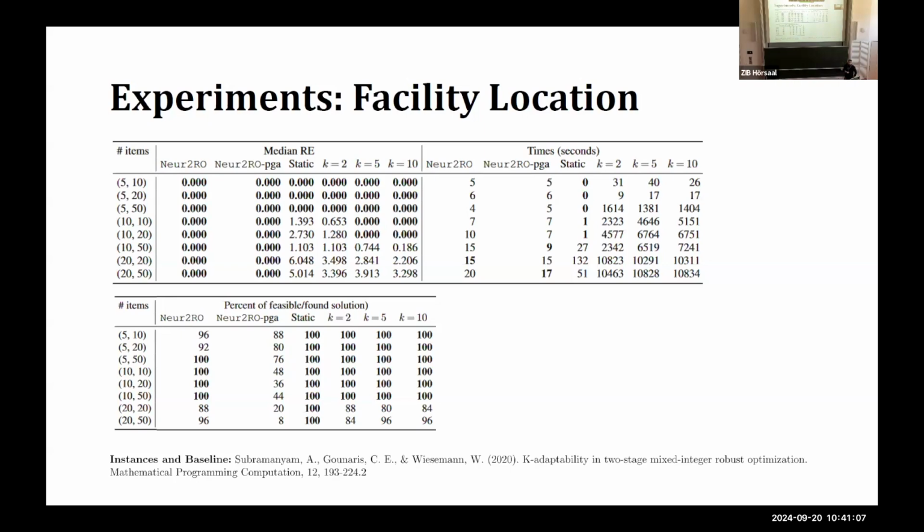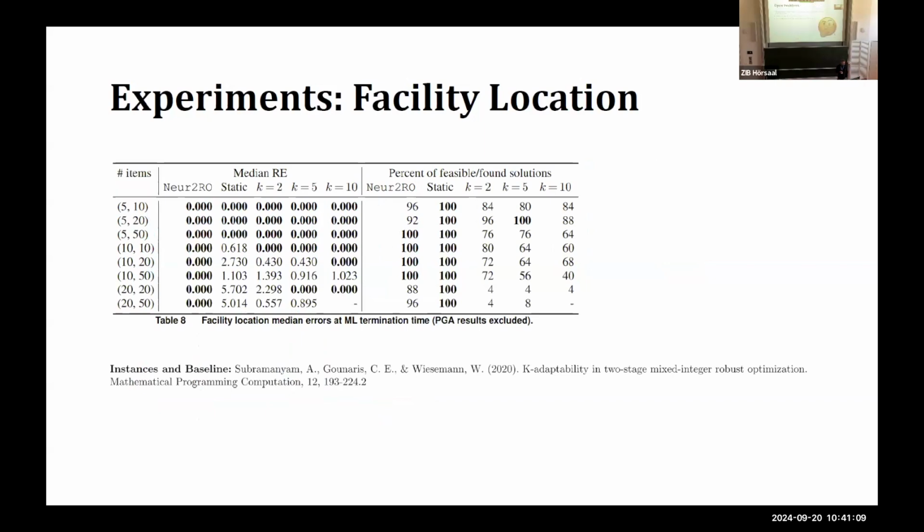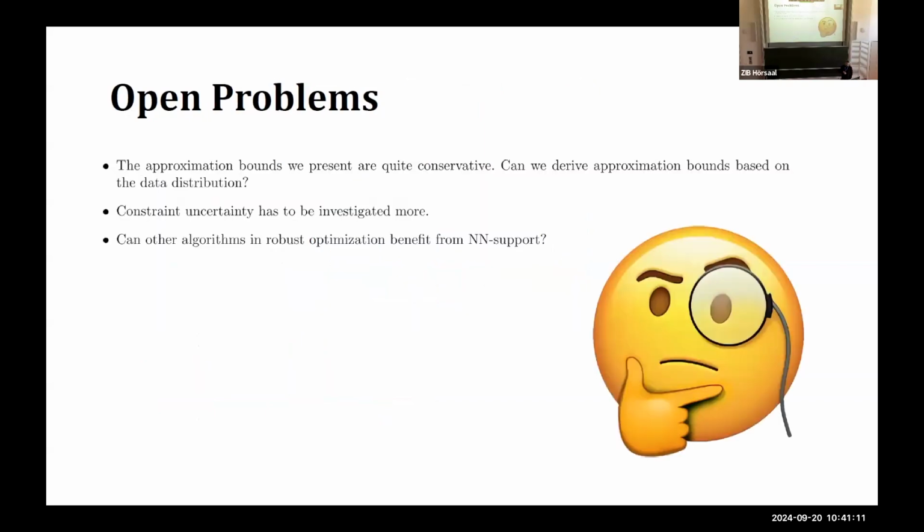Good, let me see if I can get you to the next topic in the last 5 minutes. So just to mention what the open problems are here. I think there's a lot to do here. There's not much yet. So of course you can ask for approximation bounds. That's one slide I skipped.